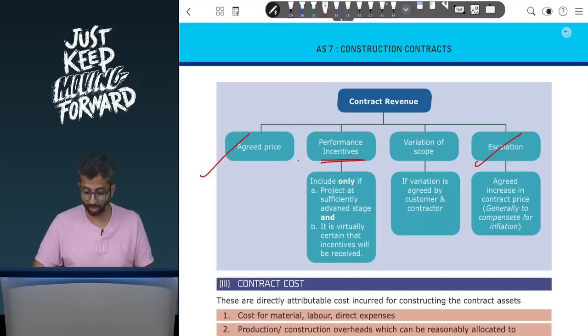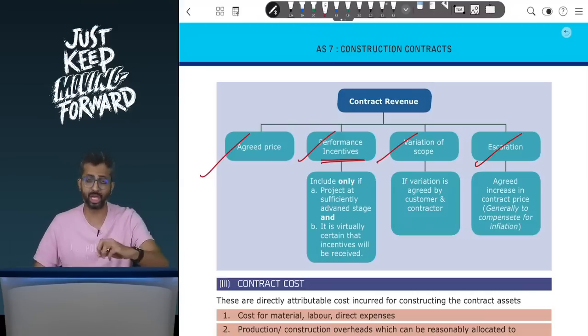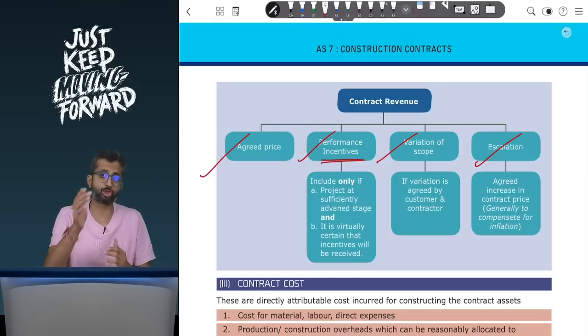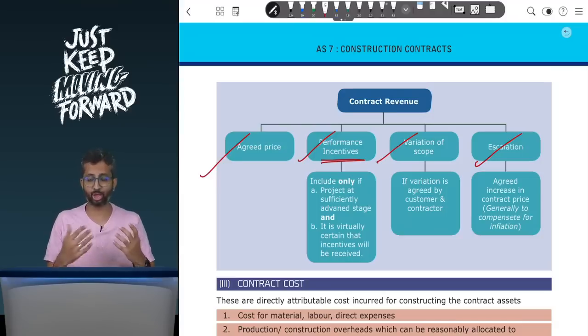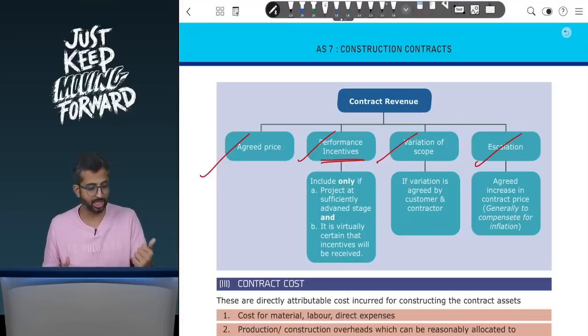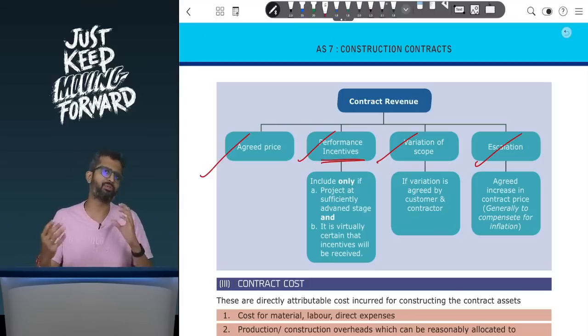And lastly, variation of scope. Earlier you were told to make a 2-lane highway, now you are told to make a 4-lane highway. Now that is variation of scope that will increase the contract revenue, and can also possibly increase the contract cost. Hence contract revenue can change due to the fact that your agreed price can change, or there can be escalation, or there can be a performance incentive which now is going to be virtually certainly received, or there can be a variation of scope. All of these can be possibly considered.